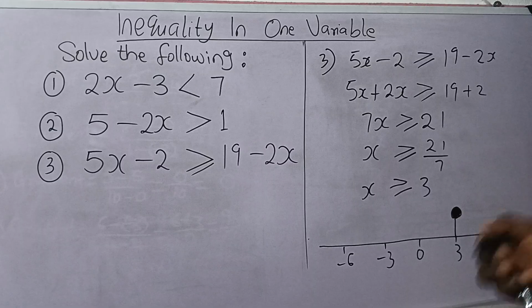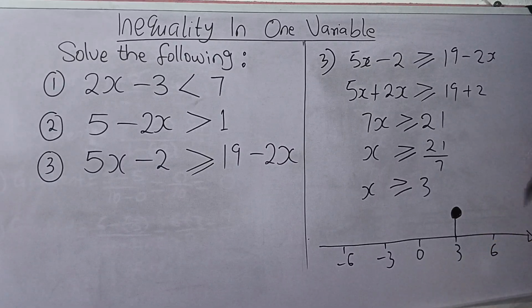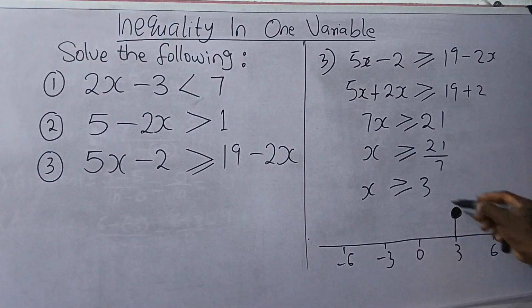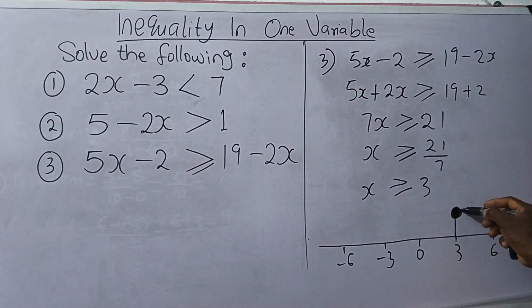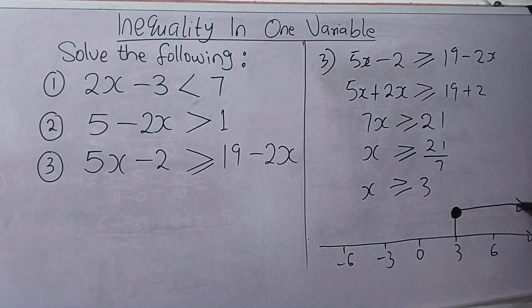So when it is greater than, the arrow will be pointing to the right. But if it is less than, the arrow will be pointing to the left. So for this particular one, greater than or equal to, the arrow will be pointing towards the right. So this is the solution to this particular one.